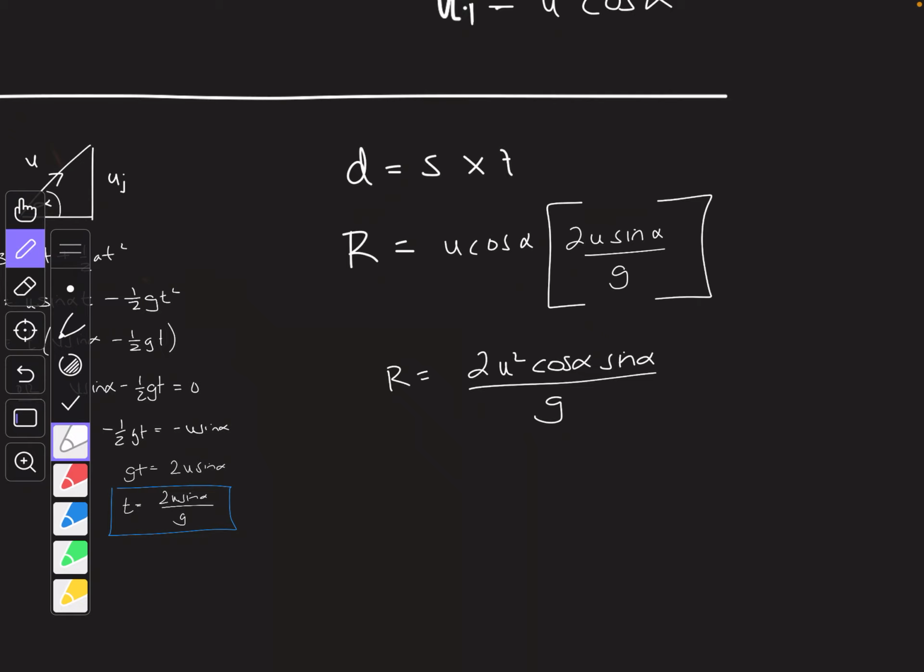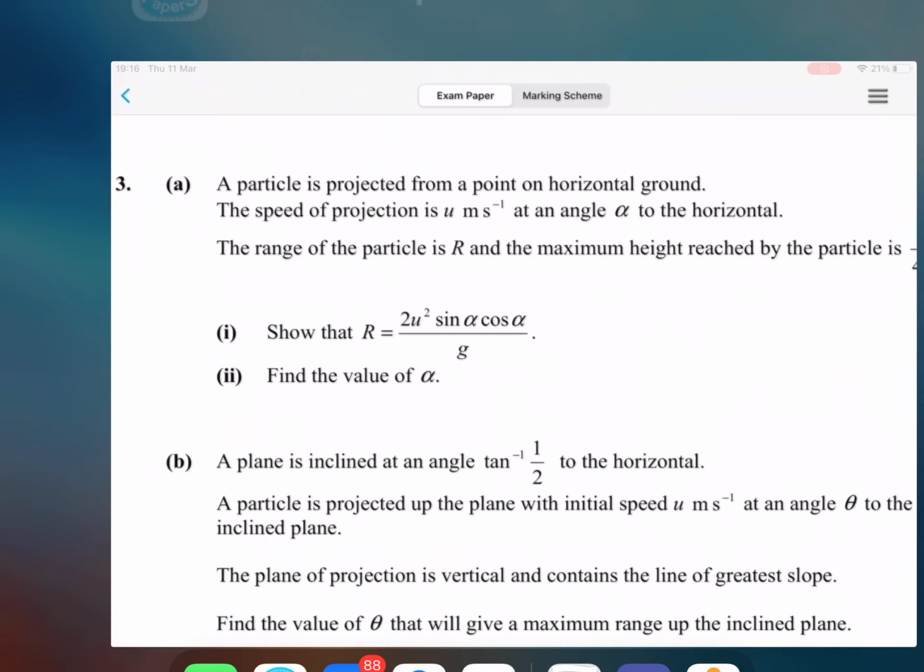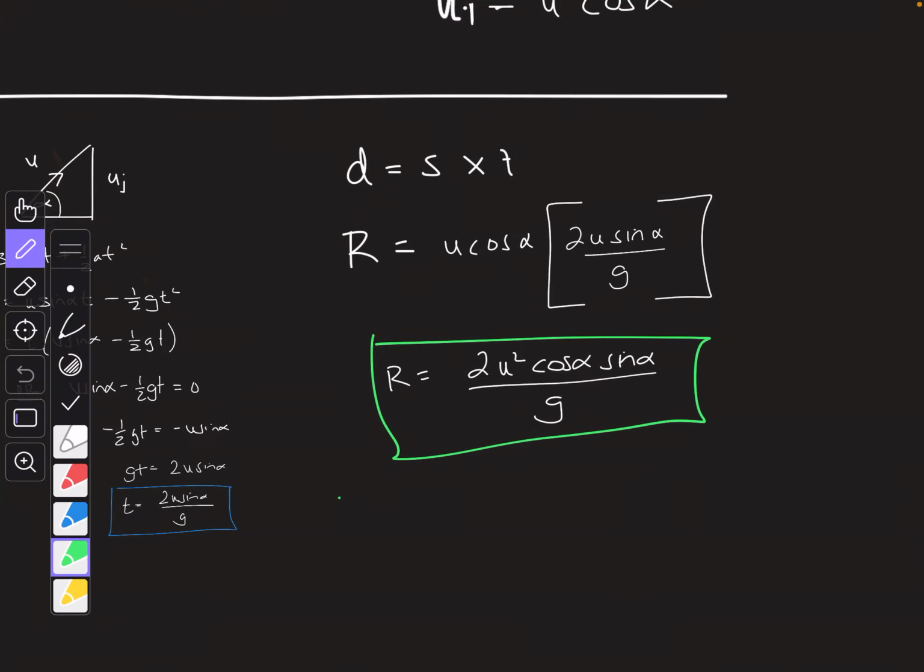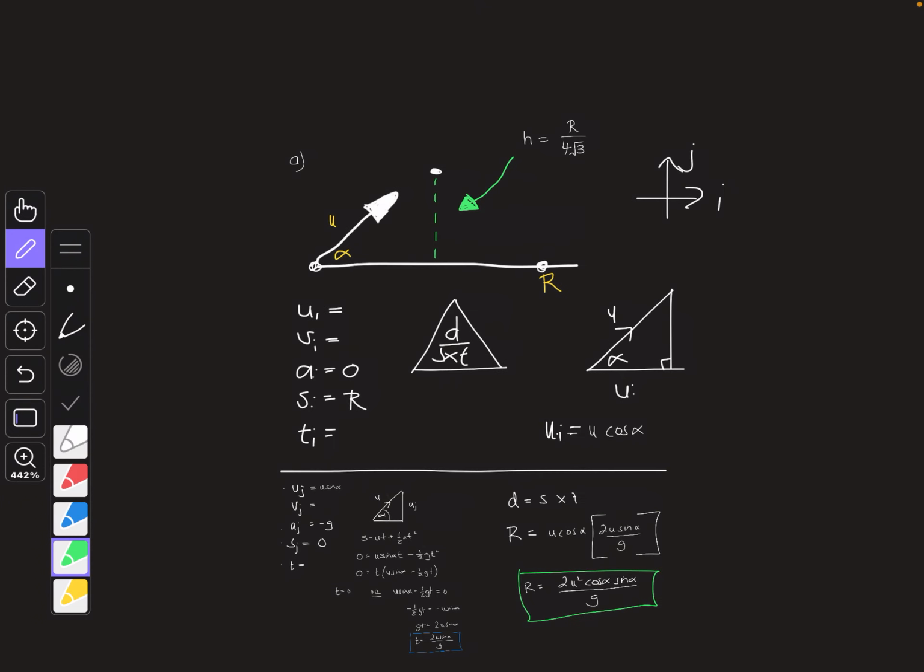Now, you might be a bit stuck, going, oh, I don't really know where to go from here. Well, go back to the question. The question said, the range of the particle is r and the maximum height reached, they told us the maximum height. So let's use that information. So at the maximum height, when the height is maximum, what do we know?